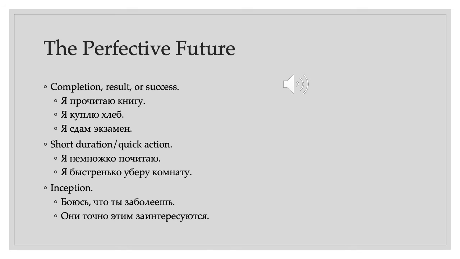Now let's talk about when to use the perfective future. Of course, we're going to want to use the perfective when we want to describe the completion of an action, the result of an action, or success. For instance, Я прочитаю книгу. I will read the book and I will finish it. I will read the book all the way through.